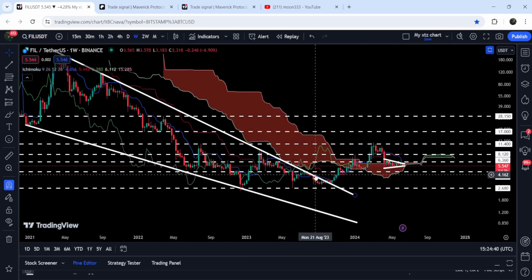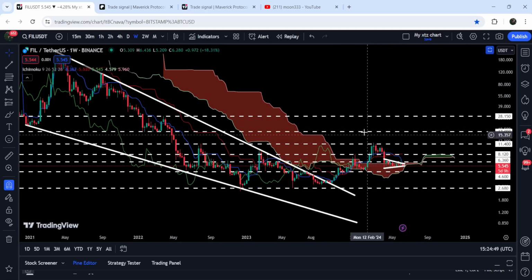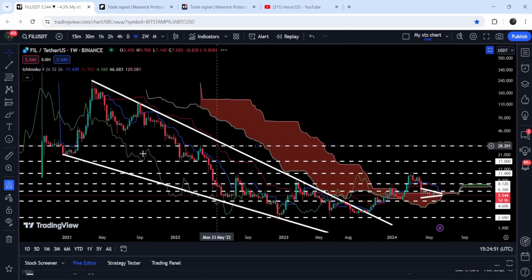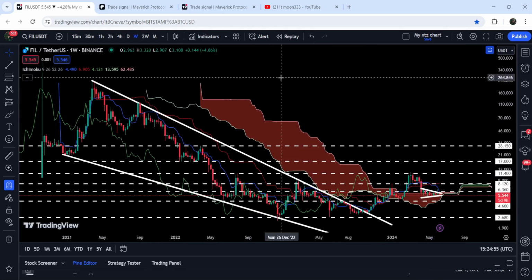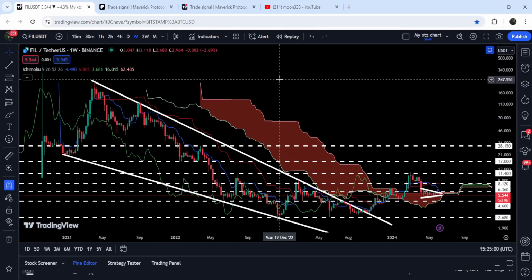And during this rally, by the way, we also broke out this very massive resistance of the Ichimoku bearish cloud that is now working as a very strong support for the price line of Filecoin. Now, if we take a look at the technical target for this very massive breakout from this big falling wedge pattern, that target can be here at the top of the wedge. That will be between $250 to $300.